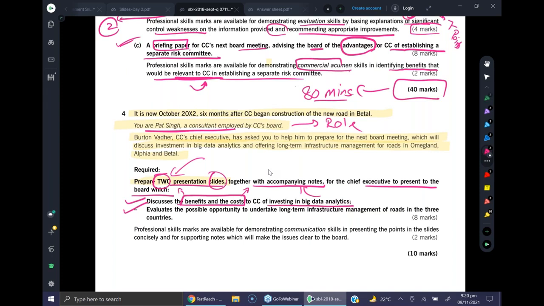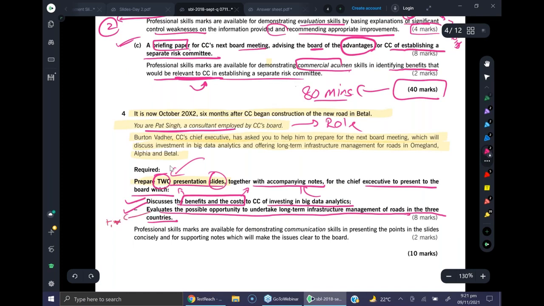Okay, the second slide will cover the possible evaluation of the opportunity to take long-term infrastructure management of roads in 3 countries. So I'll be discussing positive and negative aspects of this new opportunity, right?